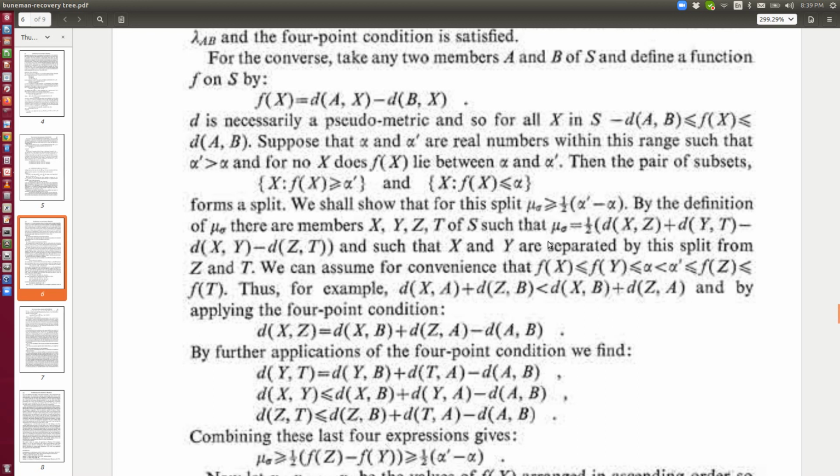So I can say this sum here of these 4 terms is less than or equal to, or actually bigger than or equal to, I substitute this guy here. What I mean is that I want this mu sigma, these 4 terms like dxc, dyt minus dxy minus dct, to be bigger than or equal to something.